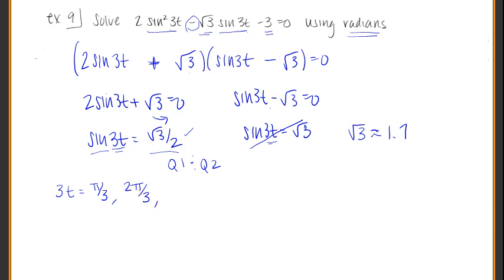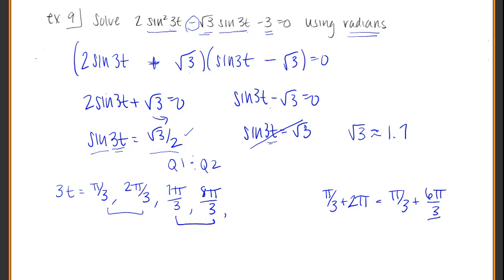Okay, so every time I'm going to take one of my values and I'm going to add on 2 pi, or like pi over 3 plus 6 pi over 3. We're going to be adding on 6 pi over 3 every single time. So 1 pi over 3 plus 6 pi over 3 is going to give me 7 pi over 3. 2 pi over 3 plus 6 pi over 3 is 8 pi over 3. And there's my second rotation.